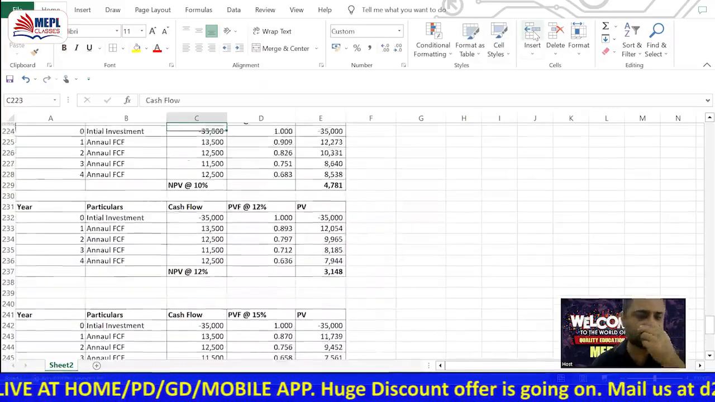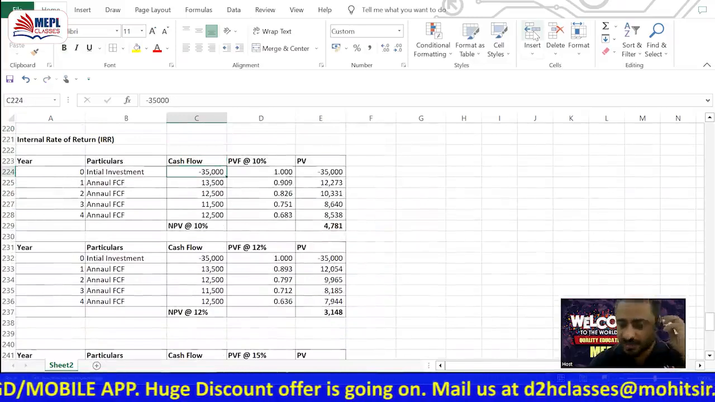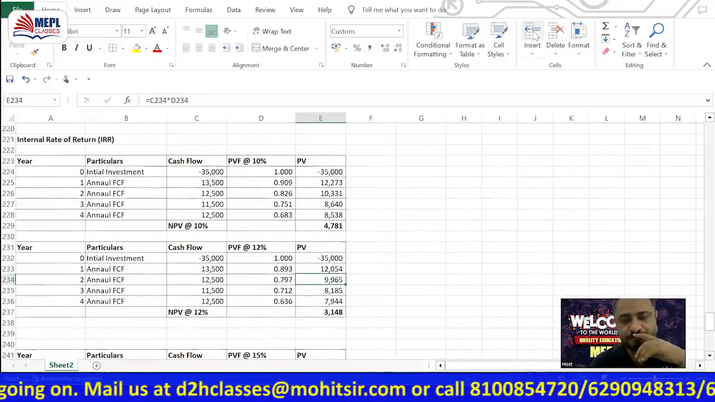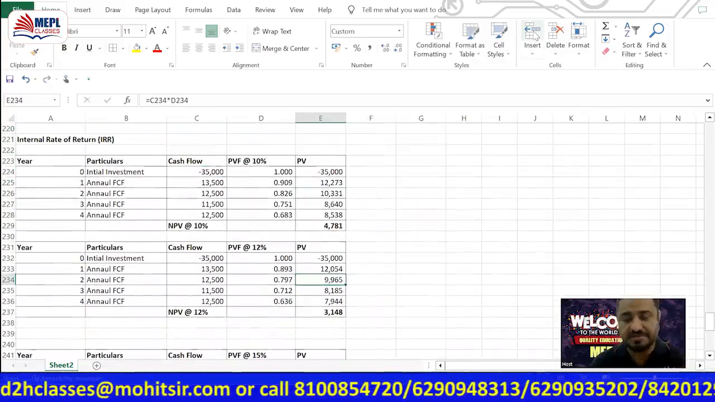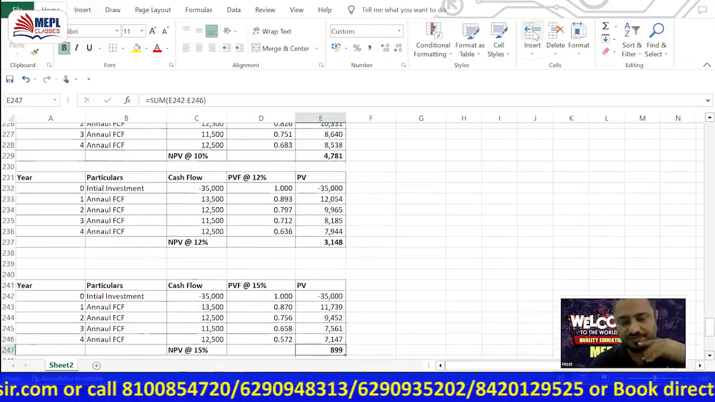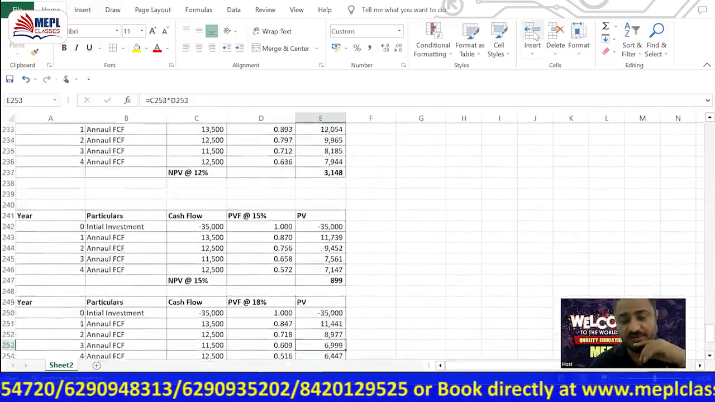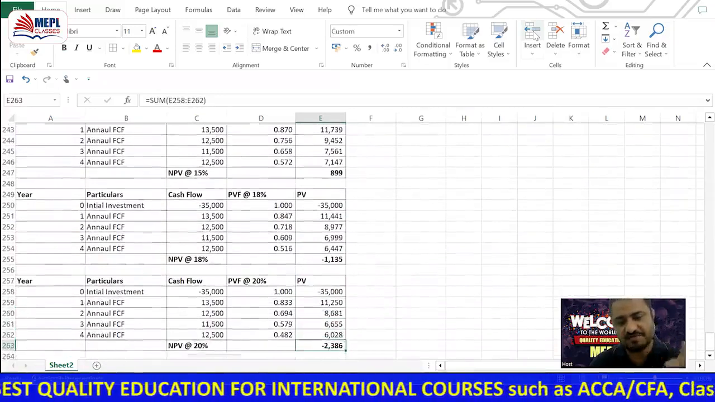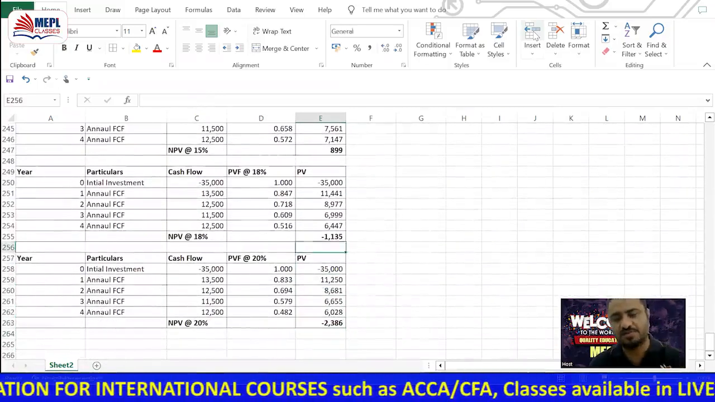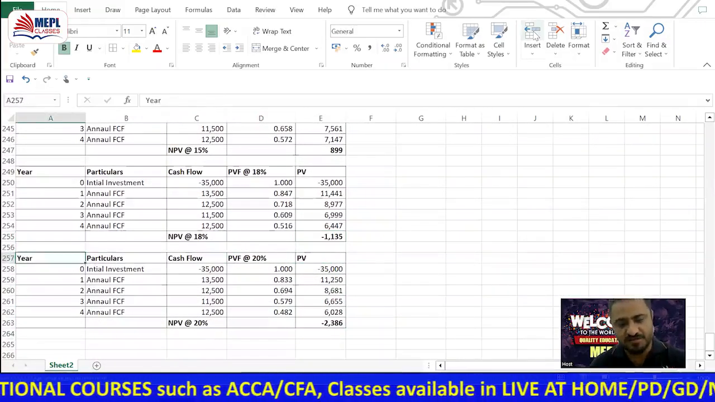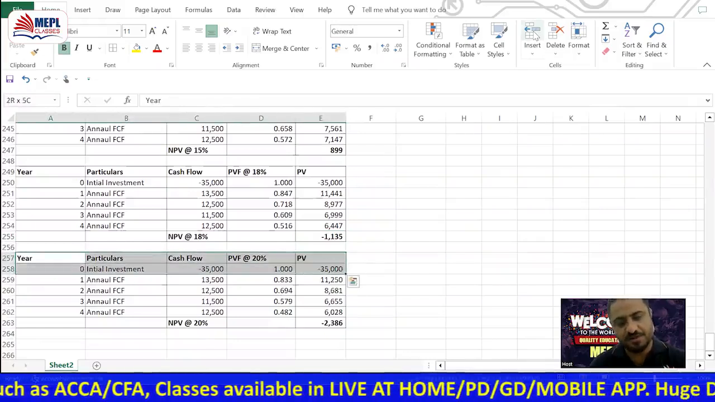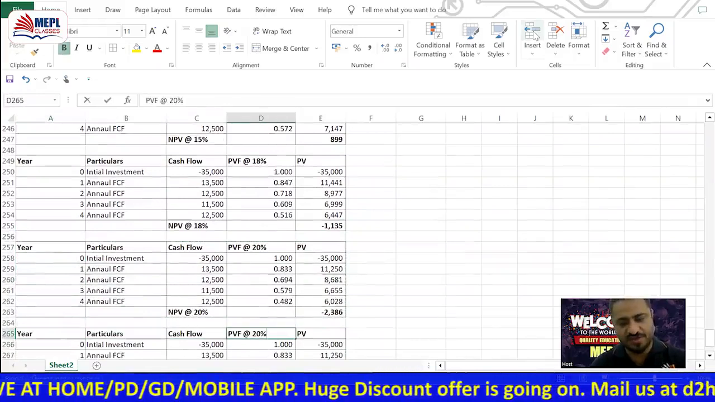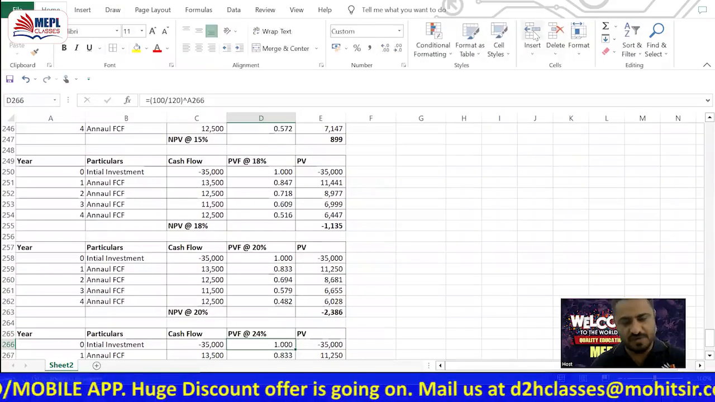So look at this cash flow. At 10% and any rate below 10% it will be positive. At 12% and any rate below 12% it will be positive. It is still positive at 15%, but it turned negative at 18%. And it again went negative at 20%. If you pick any rate, once it becomes negative at a particular rate, it will be negative onwards. So say instead of 20%, if someone is expecting 24%, it will be even more negative.